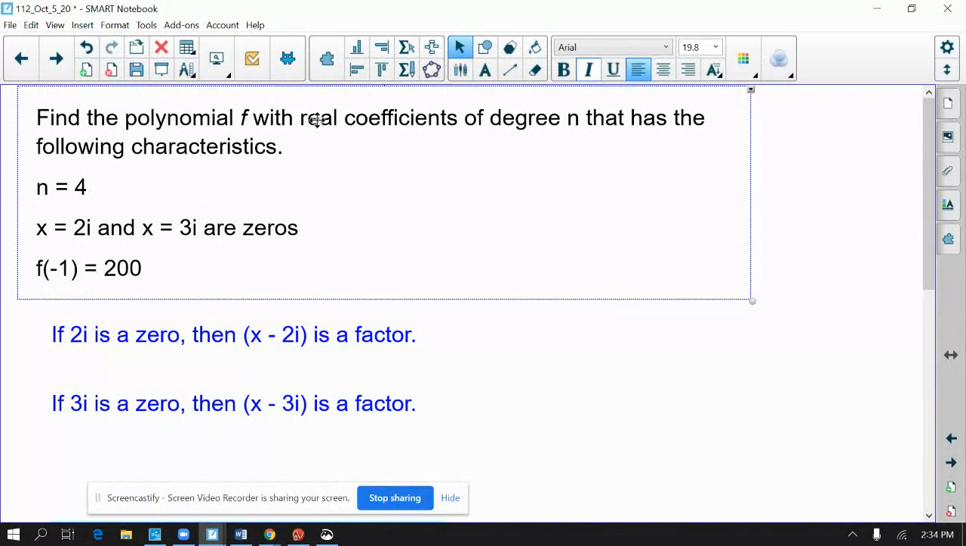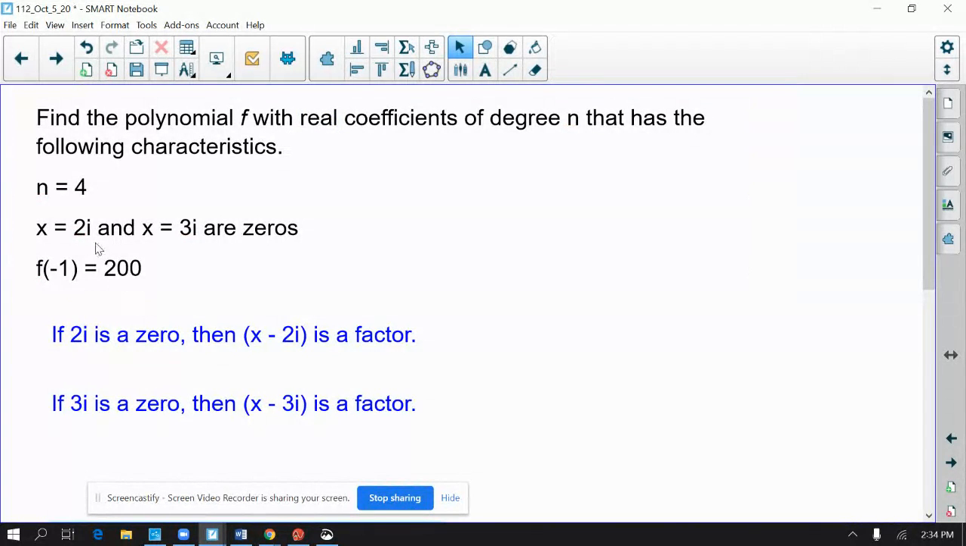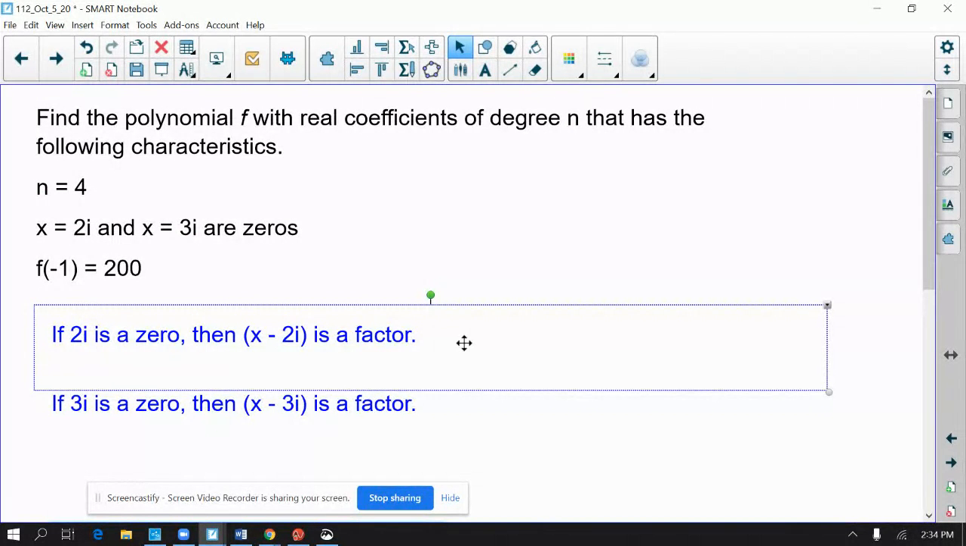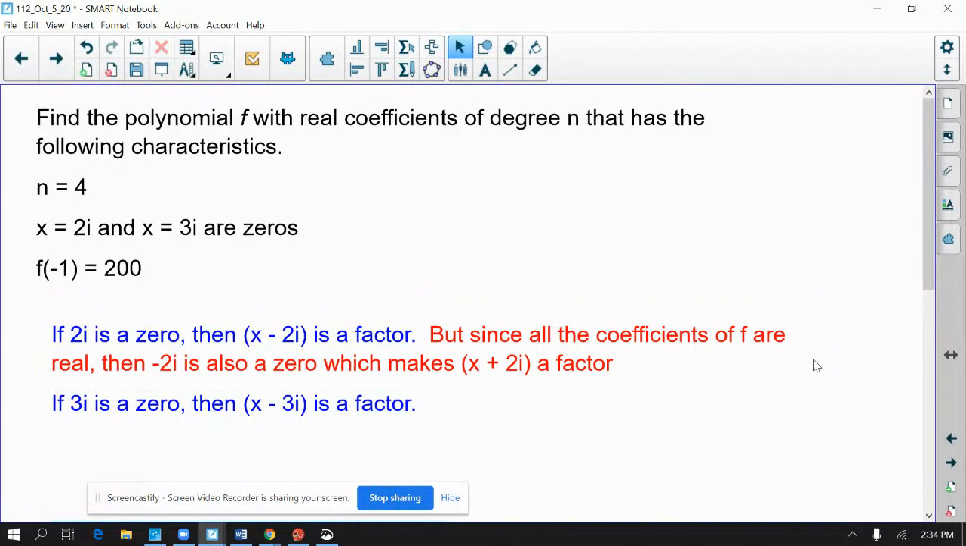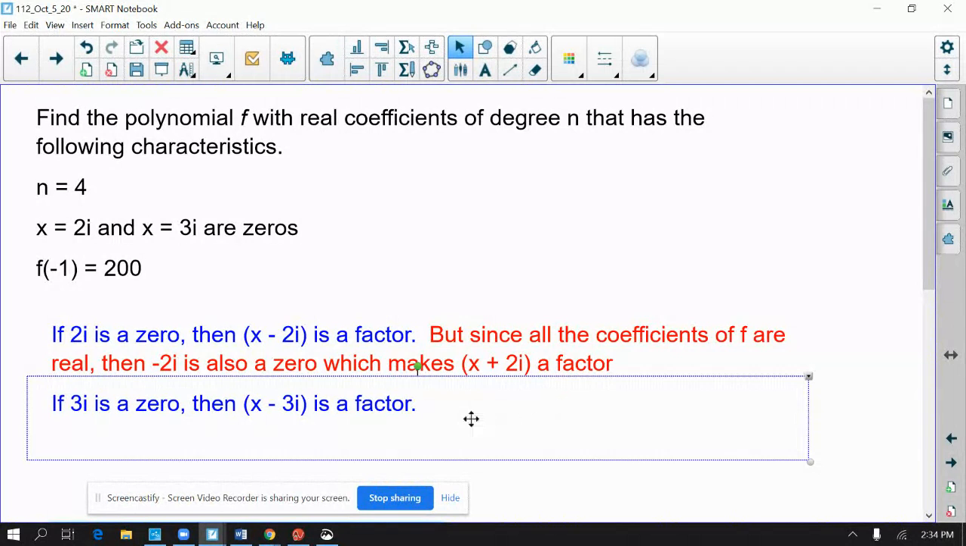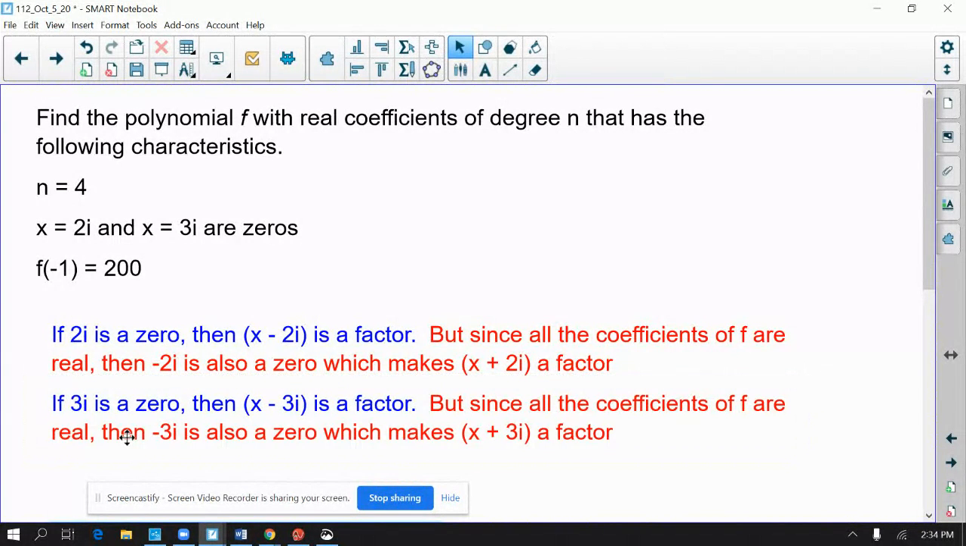The key here is the real coefficients. Since I have real coefficients, any imaginary number I have has to have its conjugate to cancel out. So since 2i is a zero, I know that -2i is also a zero, which means x plus 2i is a factor. And since 3i is a zero, I know that -3i must be a zero, which means x plus 3i is a factor. This only applies when the coefficients are real, which happens very, very often.